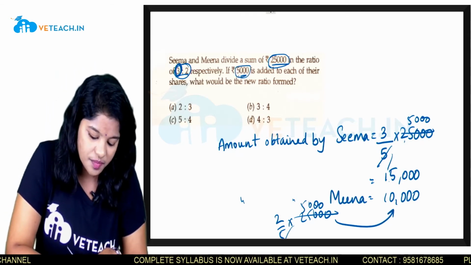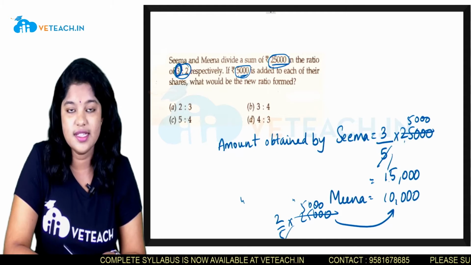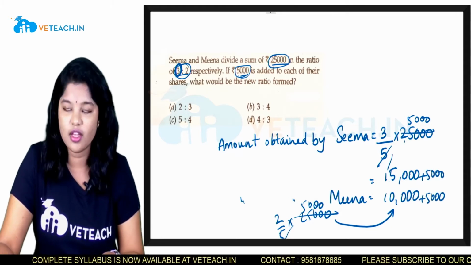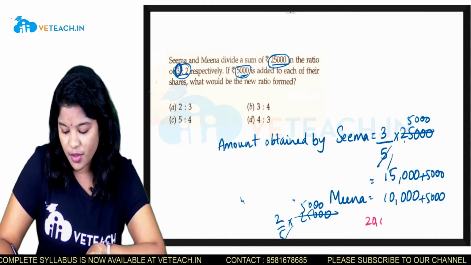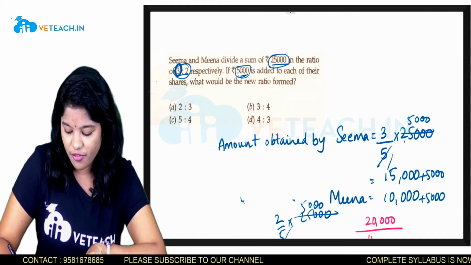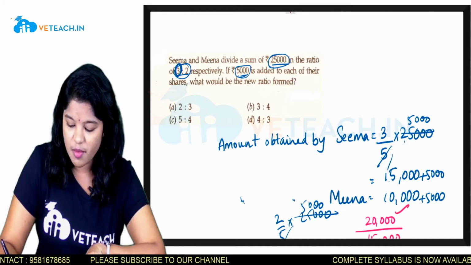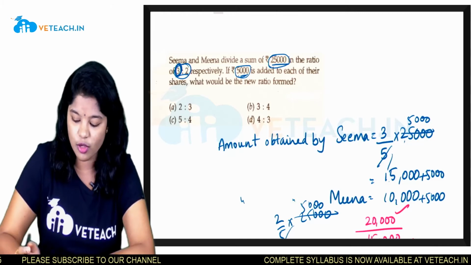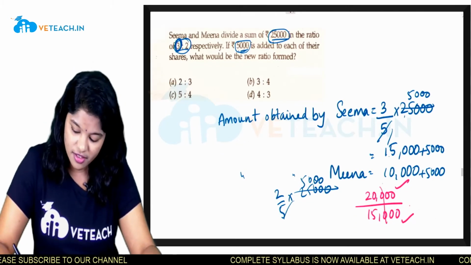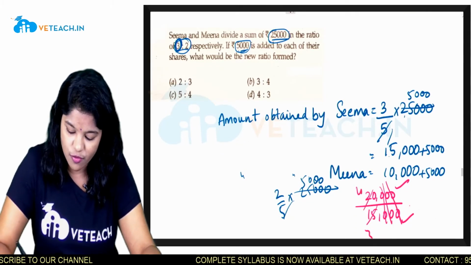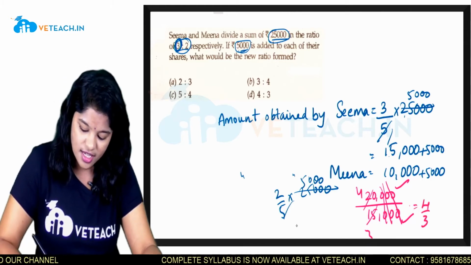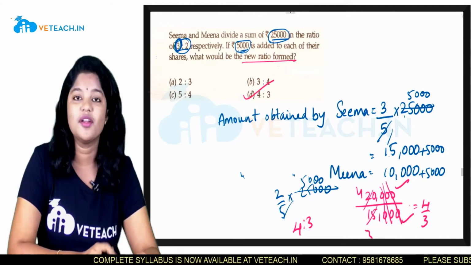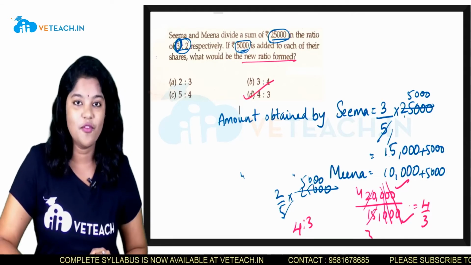Now, for each of them 5,000 rupees is again added. So 15,000 plus 5,000, 10,000 plus 5,000. So the new amounts are 20,000 and 15,000. So this is Seema's amount and this is Meena's amount. Now the ratio means divide those two amounts. So 20,000 divided by 15,000, nothing but 5,000 times 4 by 5,000 times 3, that is nothing but equals to 4:3. So the new ratio formed is nothing but option D is our correct answer, that is 4:3.